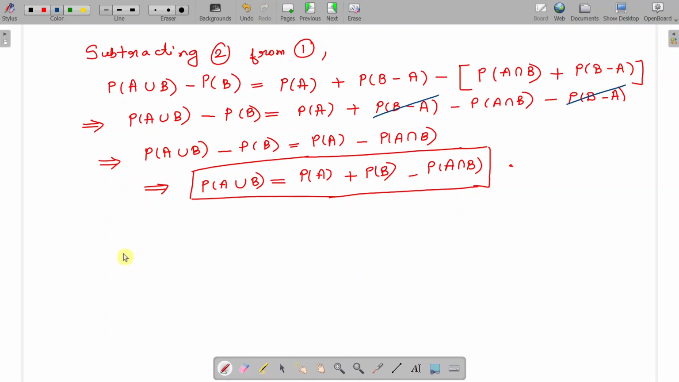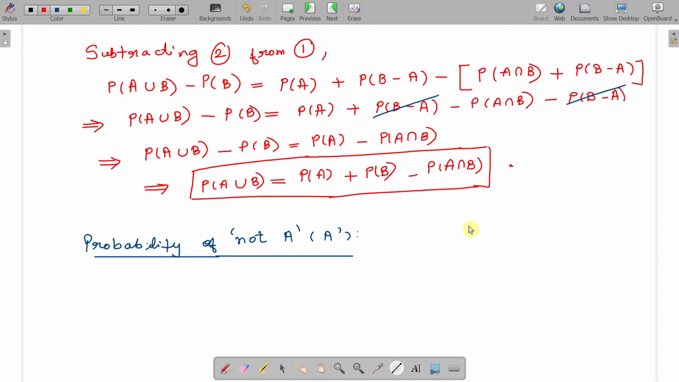Now let us go to the next subtopic, that is probability of not A, which is nothing but A complement. Here also we will look at the diagram. Suppose this is the sample space S, and suppose we have event A in this way. This is event A, and the outside will be A complement. This is the whole sample space S.